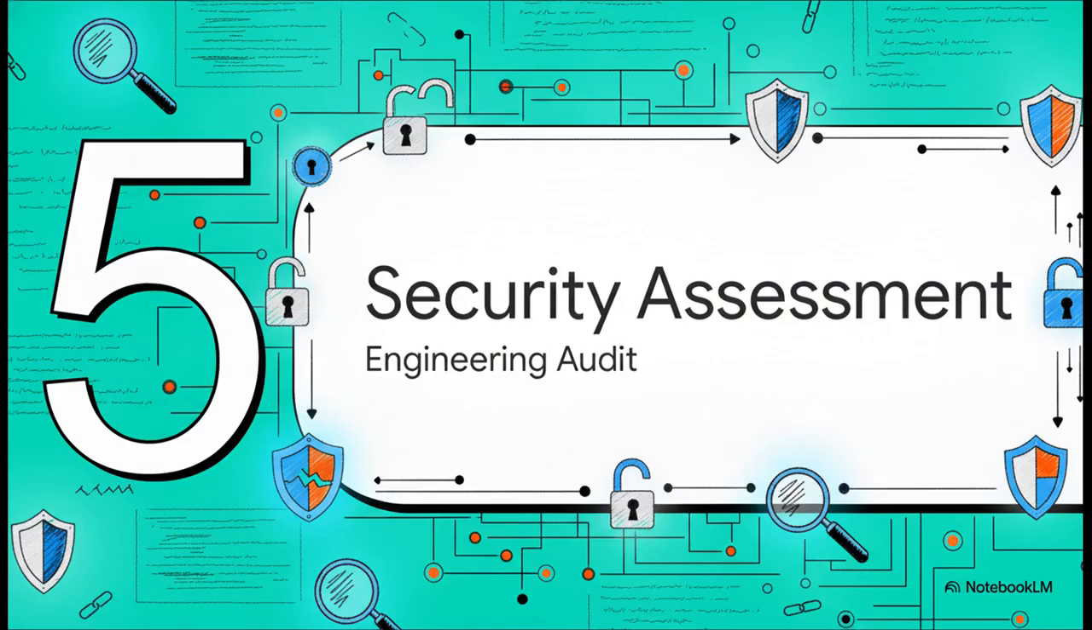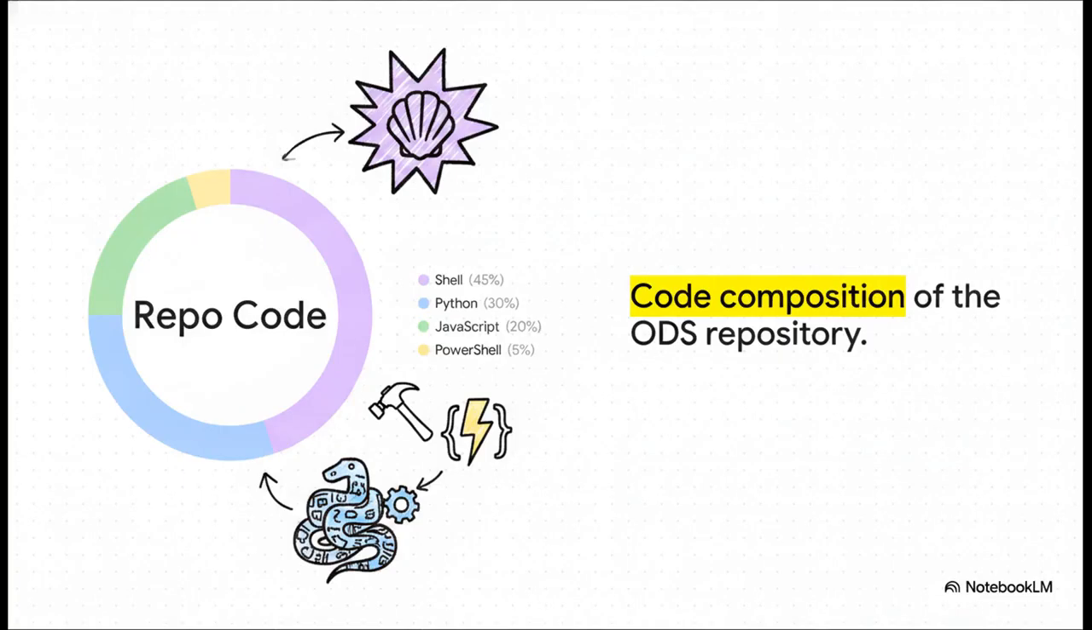Okay, bringing it home with Section 5, Security and Engineering Assessment. Now, if we're going to hand a system this much control over our hardware and our private data, we need to know exactly where the weak points are. A quick glance at the repository breakdown reveals something fascinating and, well, maybe a bit concerning depending on your background. We're looking at a massive footprint of shell scripts, literally 45% of the codebase driving the installer and orchestration layer, with Python and JavaScript making up the bulk of the rest.